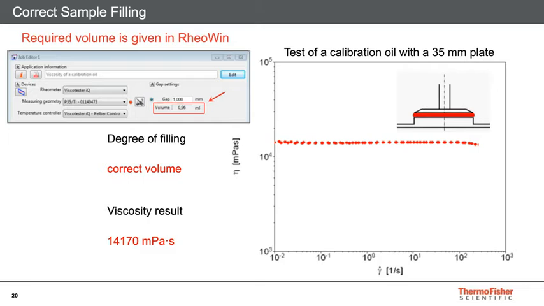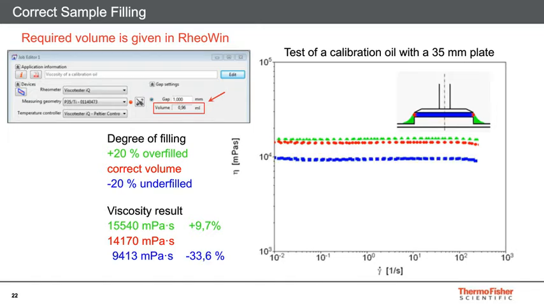And if we measure the viscosity of the standard oil with the correct amount of sample volume, we should measure viscosity around 14,000 millipascal seconds. However, if we overfill the sample by about 20%, depicted by this green, you can see the sample has spilled over the edge of the bottom plate. We now measure a viscosity that's slightly high, about 10% higher than its nominal viscosity. However, if we underfill the sample by about 20% here in blue, so we have less sample than is required, we measure viscosity that's more than 30% below its nominal viscosity.